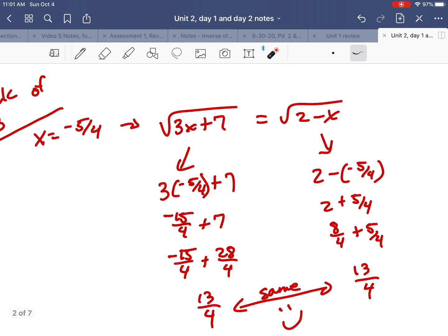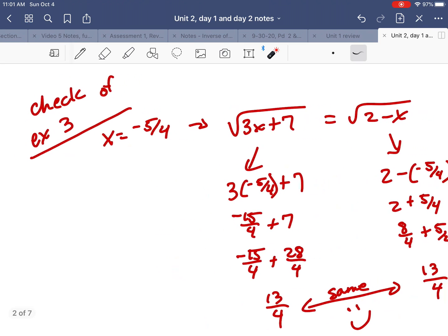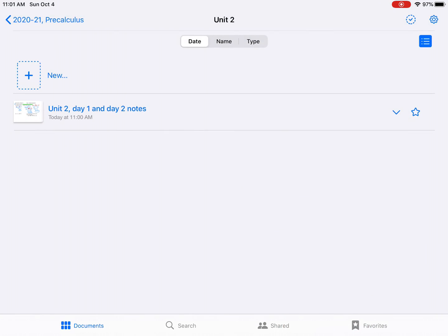All right, so check out here. Put negative 5/4 in here. So 2 negatives turns to a plus, and so 2 in terms of fourths would be 8/4, because 8/4 is 2. Add those up, 13/4. So they're the same. So this was not an extraneous solution. Whoopsie.